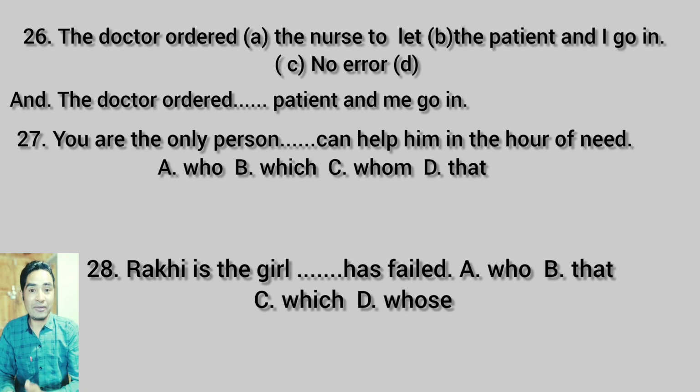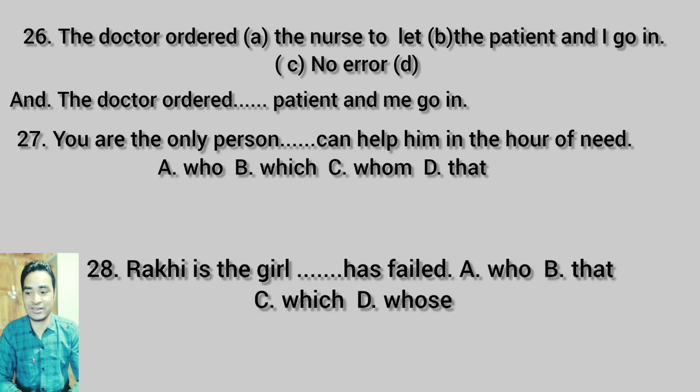As you know, let is a verb. After let, we use the objective case. We don't say let we go. Let is a verb, so we don't use the subjective case. Let we go is incorrect. Let us go. Let he go is incorrect. Let him go. Let I go is incorrect. Let me go. We say let me go. Let's move on to the next question.